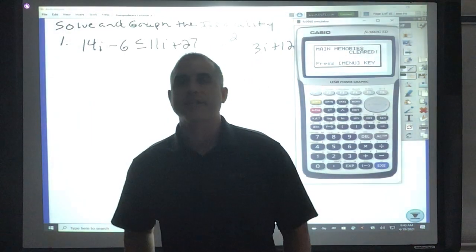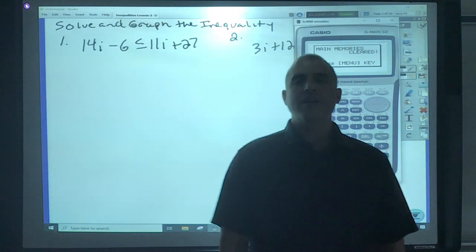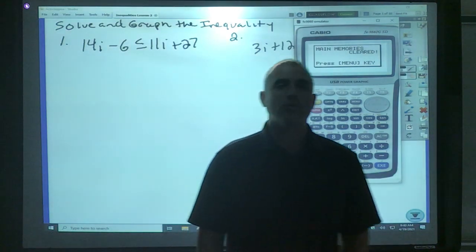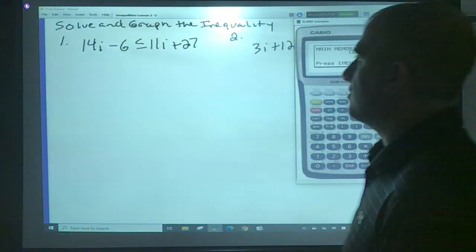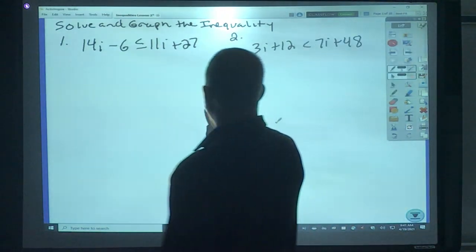Okay, this is going to be the second lesson in inequalities. This will be on variables on both sides or variables on one side. So we're going to start with the concept of variables on opposite sides.